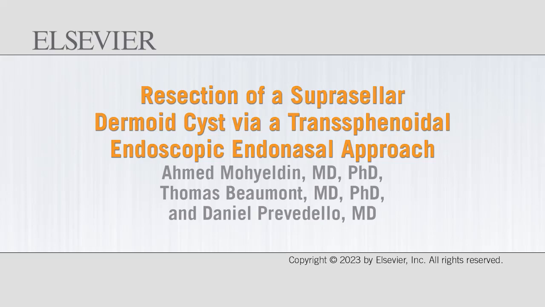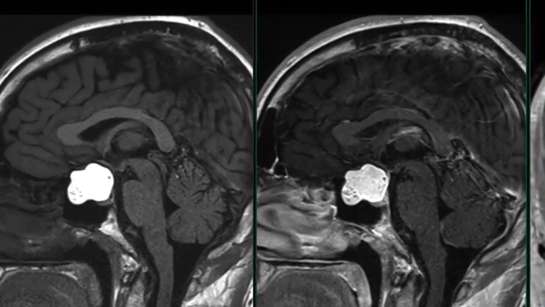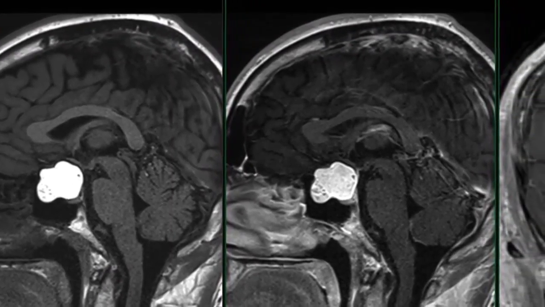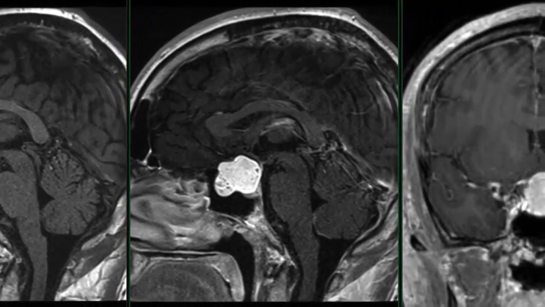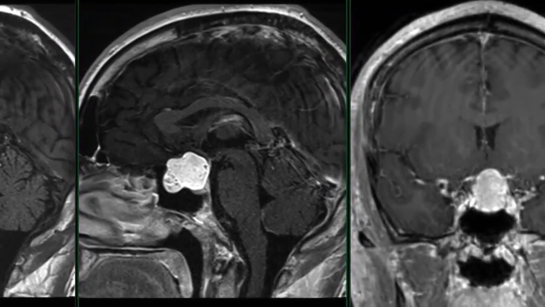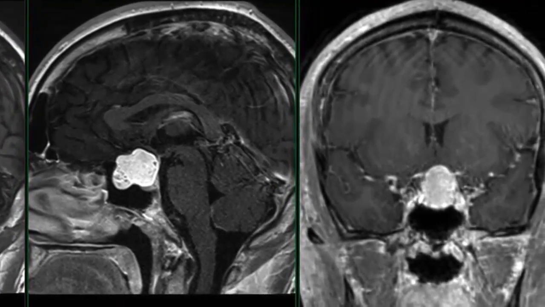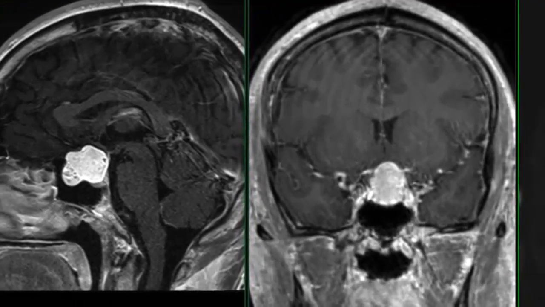This is a unique case of a suprasellar dermoid cyst that presented in a patient with acute visual decline. Preoperative MRI scans, as demonstrated here, are highly suggestive of a dermoid cyst, as T1 studies without contrast demonstrate a high-intensity signal within the suprasellar space suggestive of high fat content.